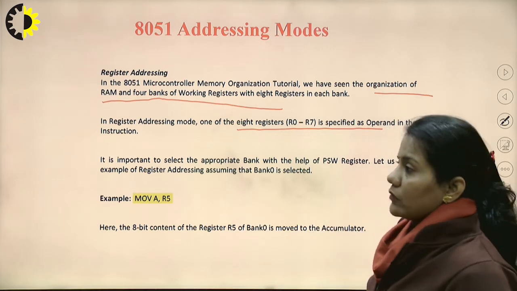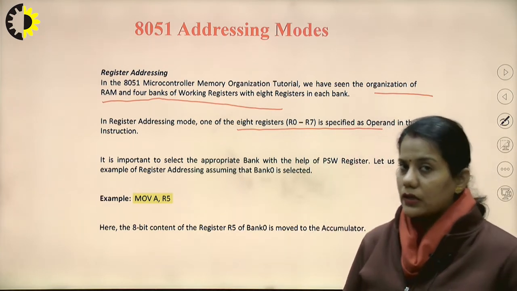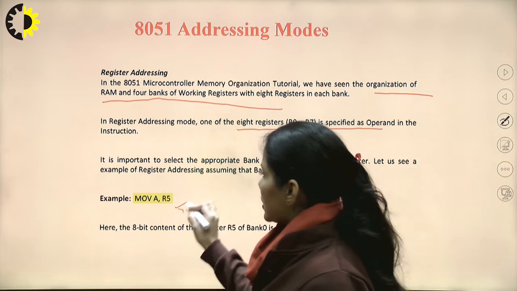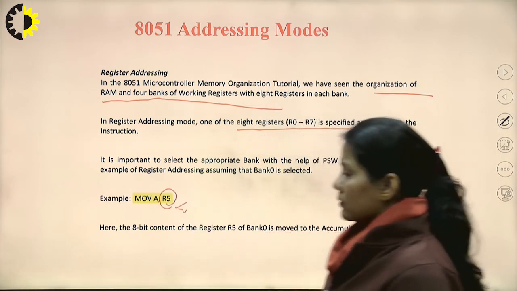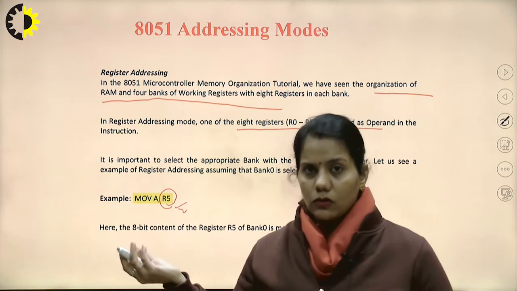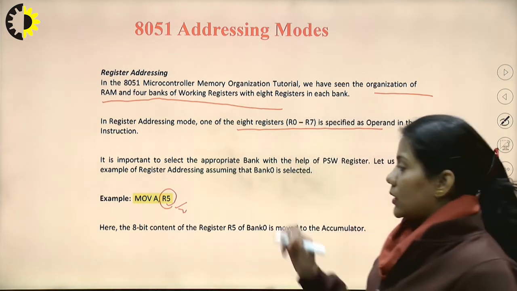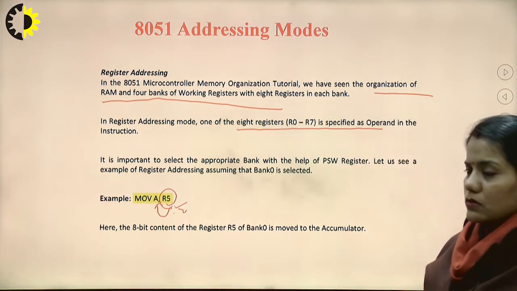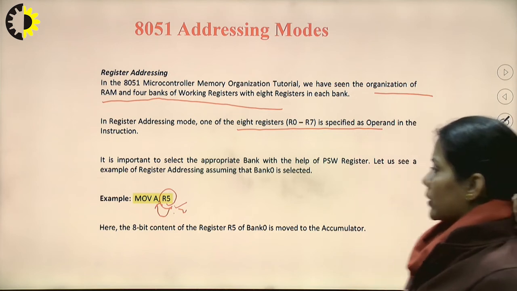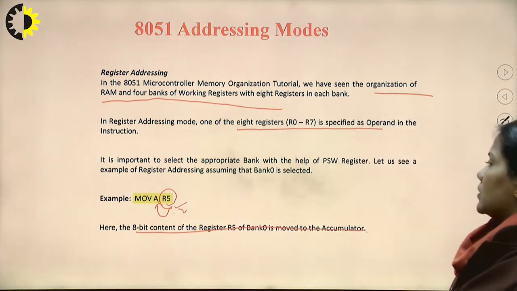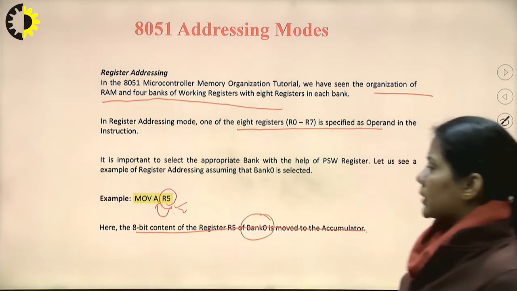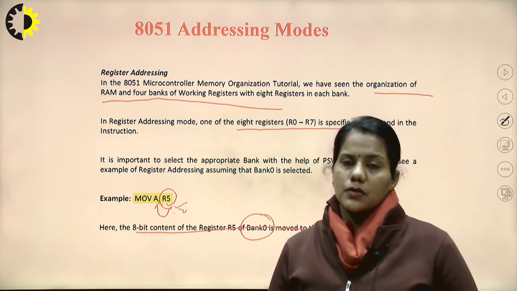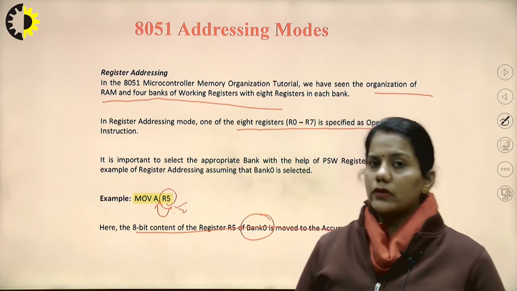So before using any of the banks, we have to select the desired bank, and then we can use the registers specified in the bank itself. So in this example, R5 represents the register name, and the bank has already been selected using the PSW register. And the data in this register, that is R5, is copied to the accumulator. So the 8-bit content of the register R5 is moved to the accumulator. Bank 0 is given here because by default, as the system is reset or powered up, the bank already selected is bank 0.